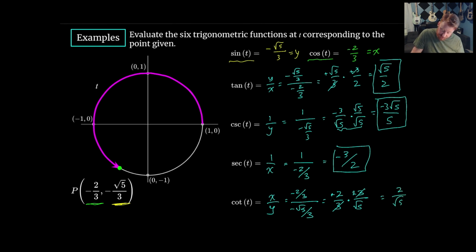We'll rationalize our denominator there, squeezing that in, and we will get 2 square roots of 5 all over 5. So there is our cotangent. Again, we could have just looked at our tangent and taken a reciprocal there, rationalized the denominators, and gotten it that way too. But I wanted to go through the full definition there. So, all right, we've got all 6 trig functions at t, just using the definitions here.